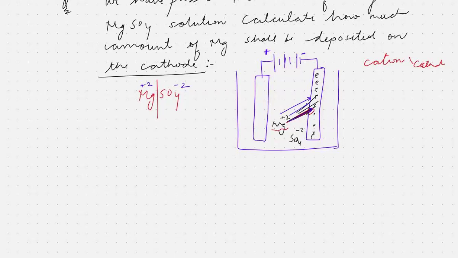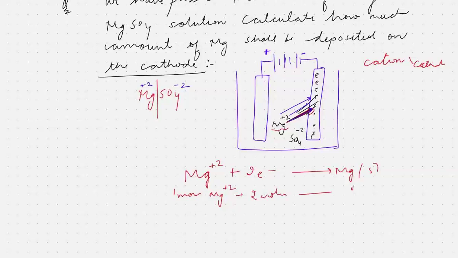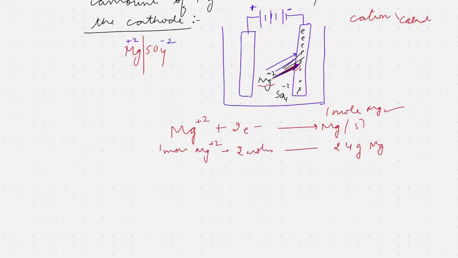So if I write down the equation accordingly, Mg+2 is going to form Mg solid. So if you read the equation, what do you see from here? That 1 mole of Mg+2 gains 2 moles of electrons to form 24 grams of magnesium. Why? Because it is 1 mole of magnesium according to the equation. And because it is 1 mole of magnesium, what does that mean?